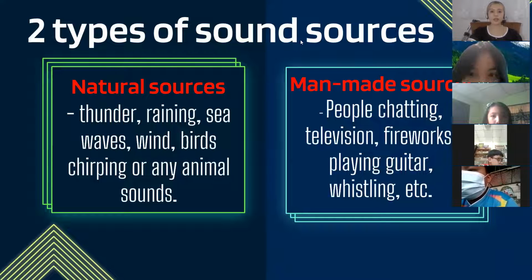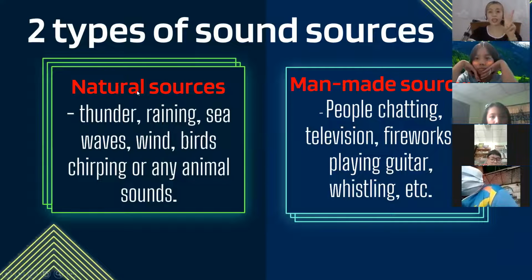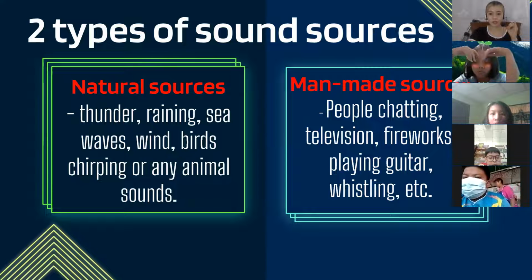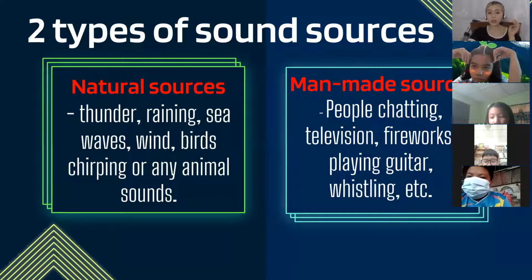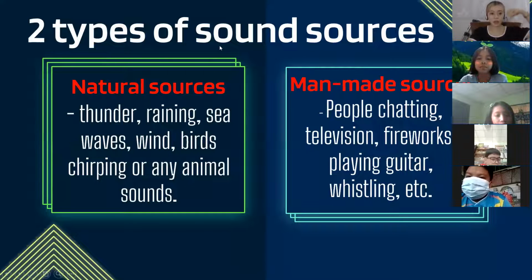Okay, now class, let me repeat. There are two types of sound sources, the natural sources and the man-made sources. When you say natural sources, examples are the sound of the thunder. What is thunder in Thai? The sound that we hear together with the lightning. Okay, the sound of the rain, the sea waves, the wind, the birds chirping.